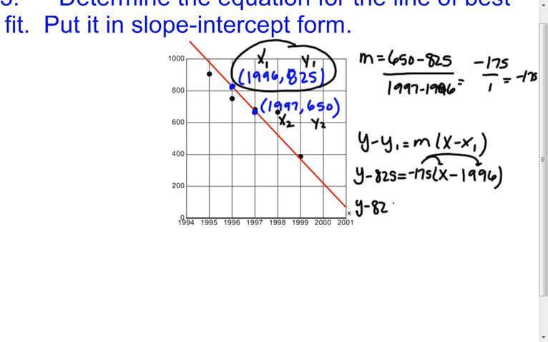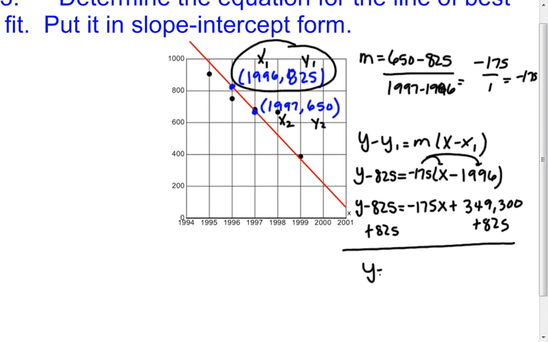Okay, distribute this negative 175 through. So y minus 825, I know these are really icky numbers, but we can do this, equals negative 175x. And then negative 175 times negative 1996 makes positive 349,300. And then I need to add that 825 to it. And I should get this. Okay, so there is the equation of that line.